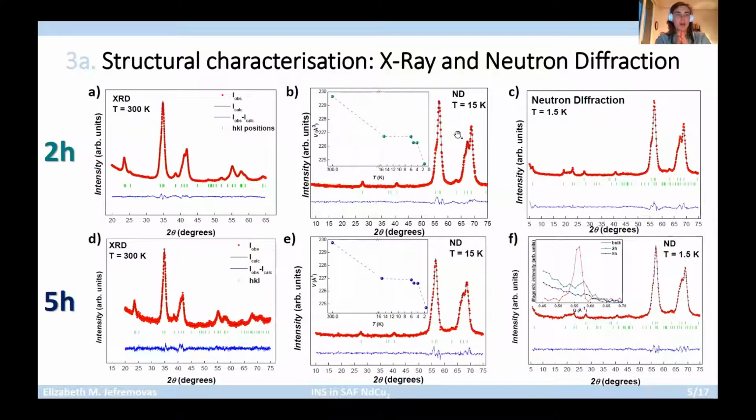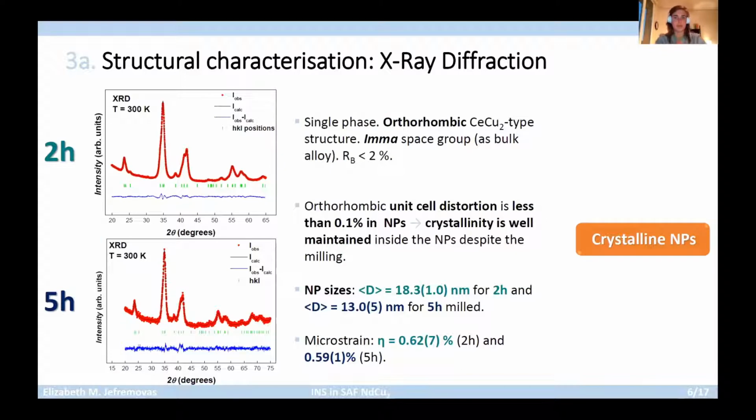So I will start with the structural characterization, and first of all, the X-ray diffraction. Thanks to this characterization, and also to the Rietveld refinements, we determined that the crystalline structure was well preserved in the nanoparticles. And also, we achieved nanoparticle sizes of around 18 and 13 nanometers for 2 hours milling and 5 hours milling, respectively.